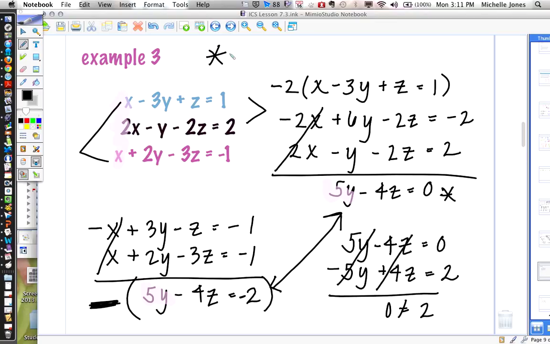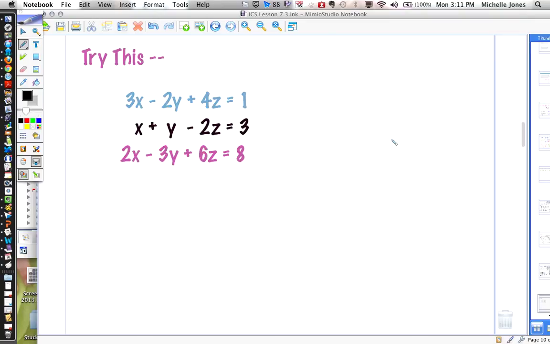Well, we know it doesn't, so those aren't equal. So there's actually no solution to this problem. No solution. So it's inconsistent. All right. So don't worry if you don't get an answer. It's okay. It just means that all three of your planes are parallel.